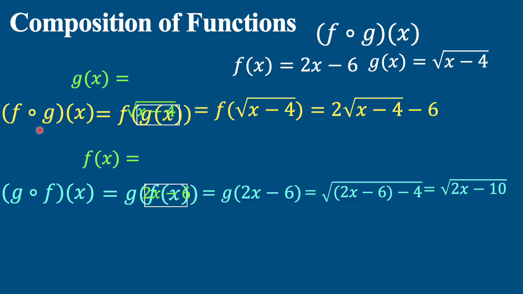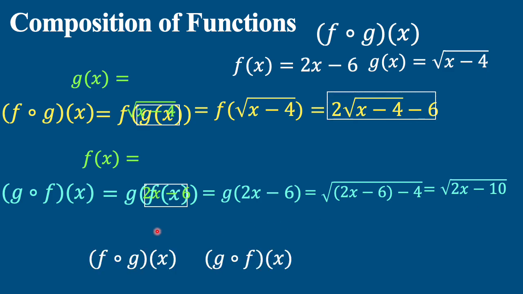Can you see the two composite functions here? The first one starts with g, then f. That's 2 times square root of x minus 4, minus 6. The second one, you start with f, go to g: square root of 2x minus 10. Again, this order really matters, guys. Look at this. These cannot be the same. They are different. So when you composite two functions, make sure which goes first.